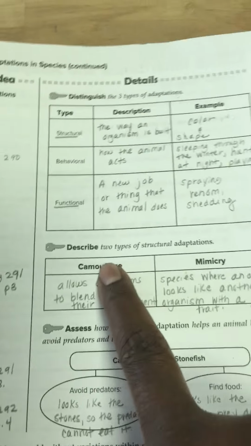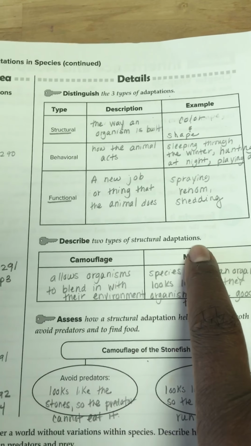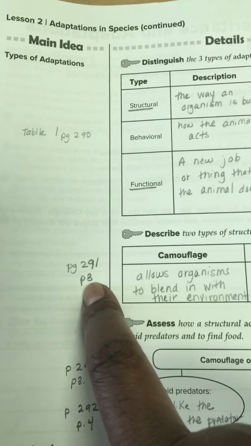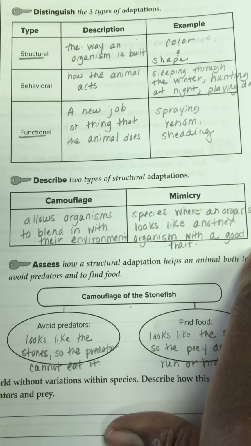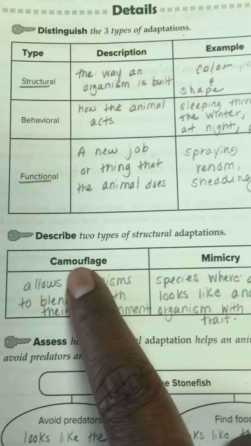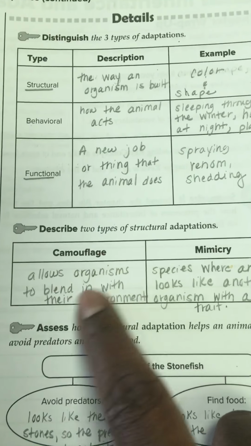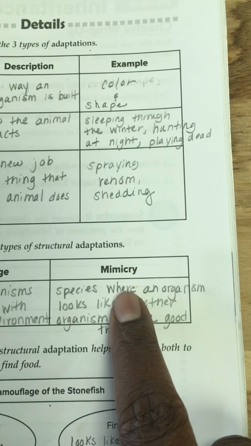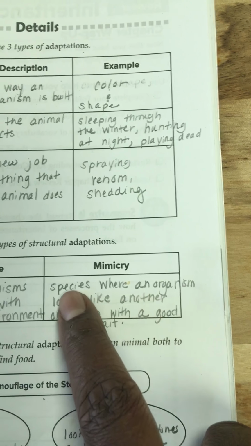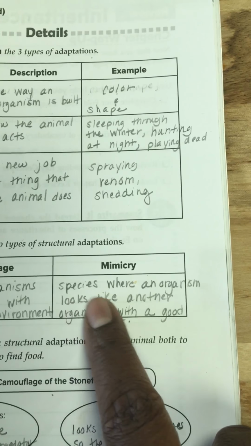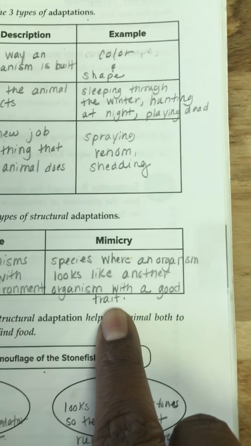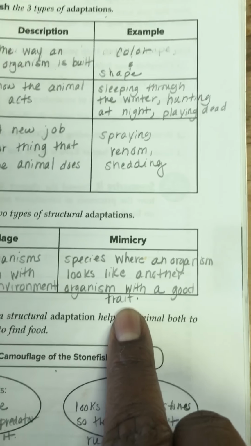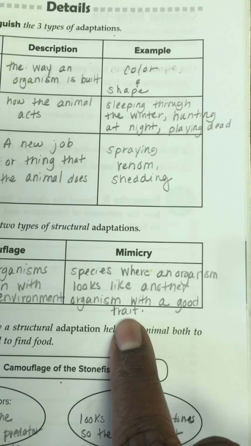Okay, next one. Describe two types of structural adaptation. And I found this on page 291, paragraph 3. And notice that Miss Natasha didn't write these out of the book. I've summarized what I knew. So camouflage allows organisms to blend in with their environment. In mimicry, it's an adaptation where an organism looks like another organism with a good trait. So one organism is going to copy something about another organism, but it gives them a benefit.